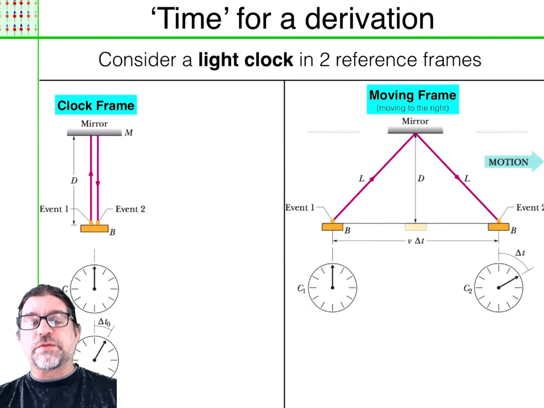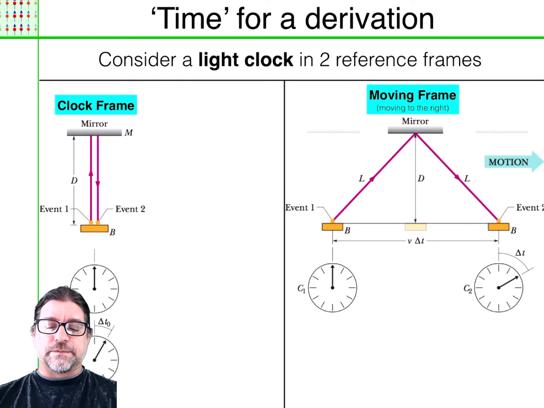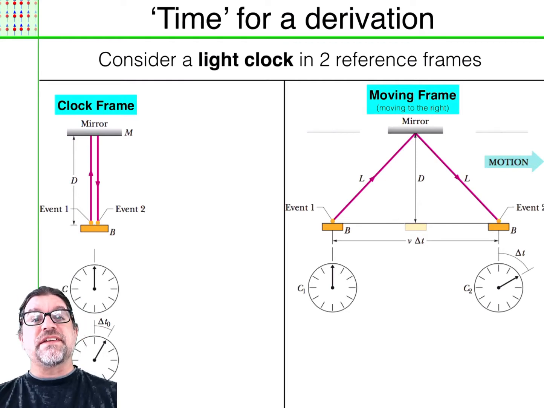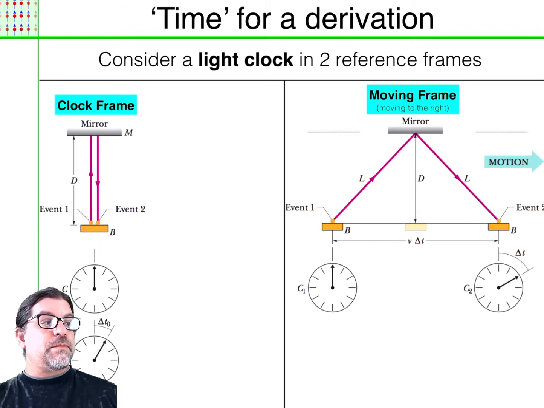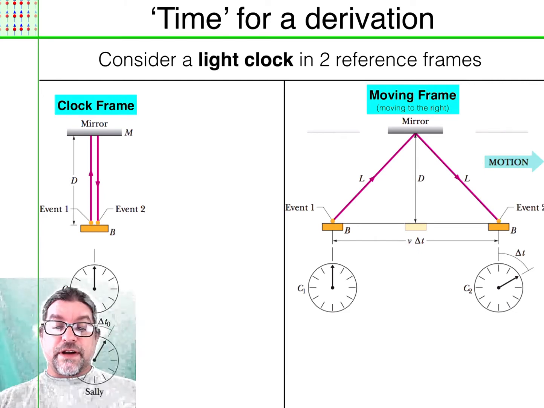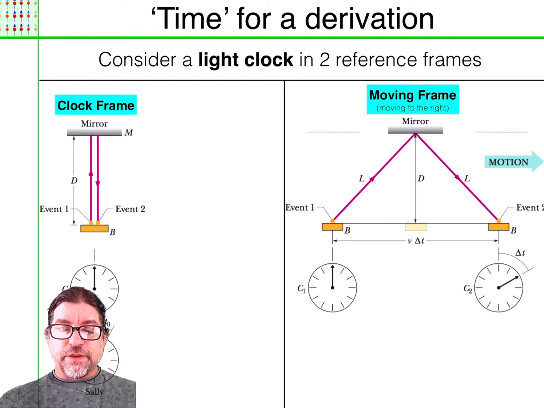And what we're going to do is consider something called a light clock. A light clock is basically a way of measuring time with a beam of light. I have a source here, B, and it emits a pulse of light. The light travels a distance d until it hits a mirror, and then it bounces back and comes back. We're going to measure the amount of time it takes the light to travel to the mirror and come back.